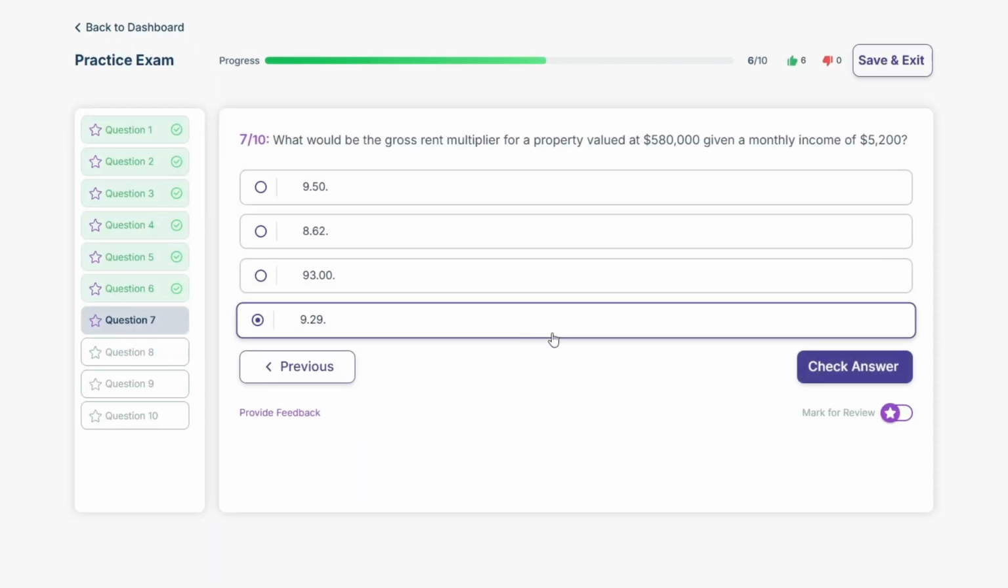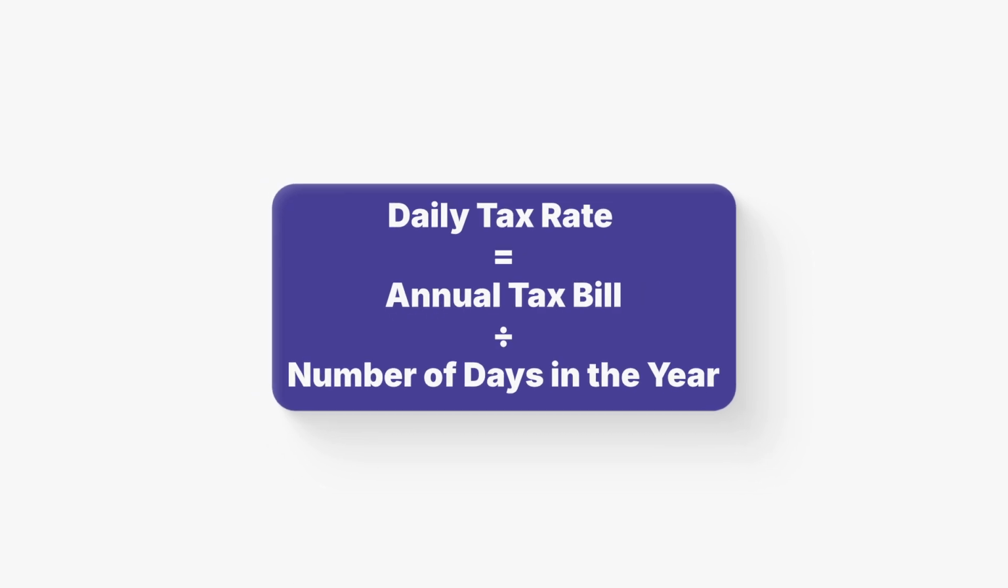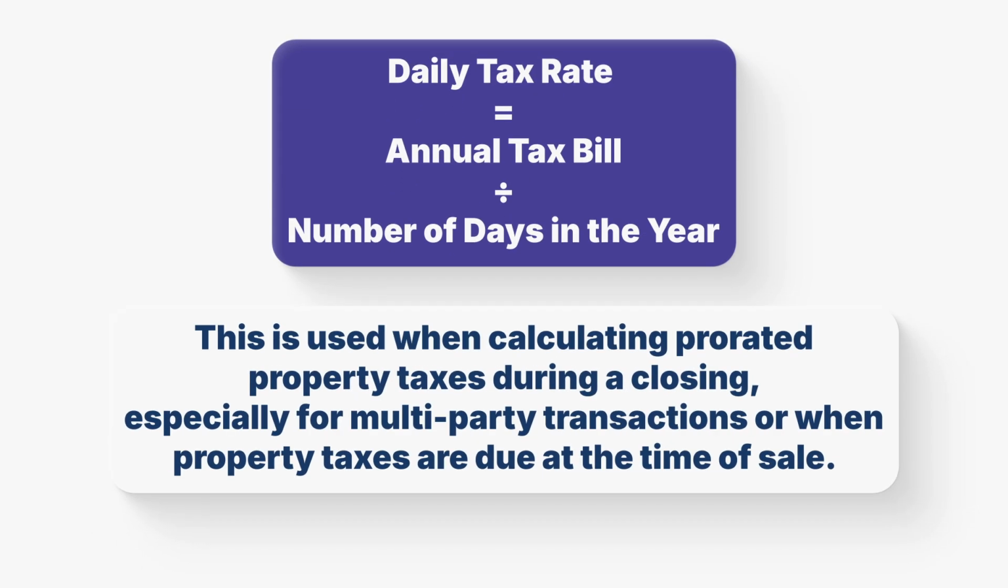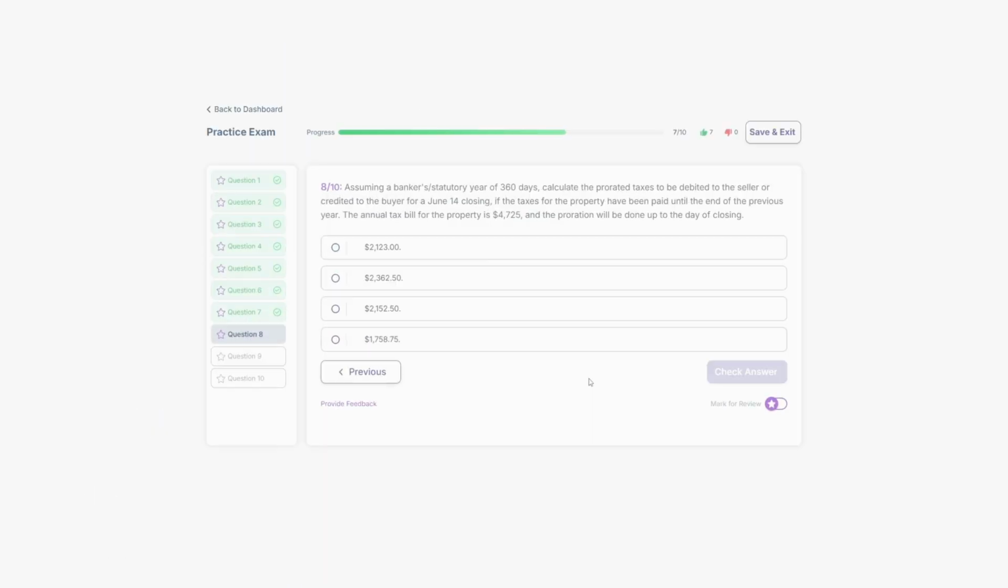So the right answer is D. Next formula, daily tax rate equals annual tax bill divided by the number of days in the year. This is used when calculating prorated property taxes during a closing, especially for multi-party transactions or when property taxes are due at the time of sale. Here is a practice question.